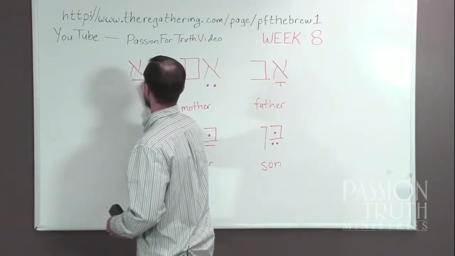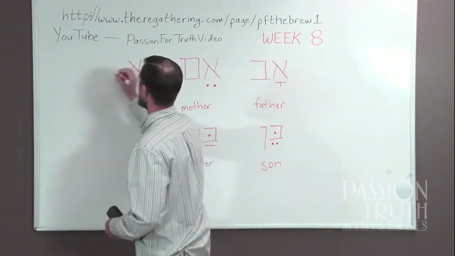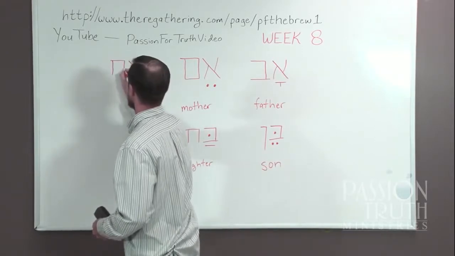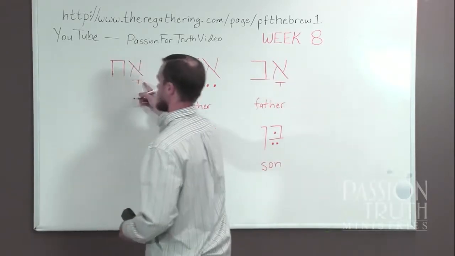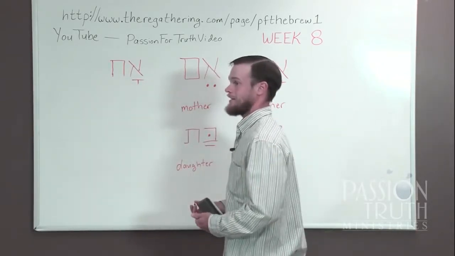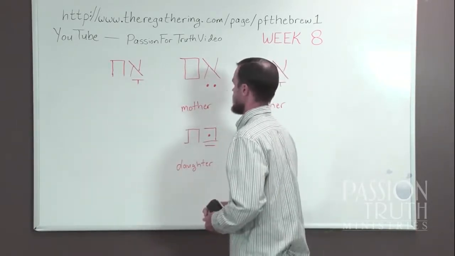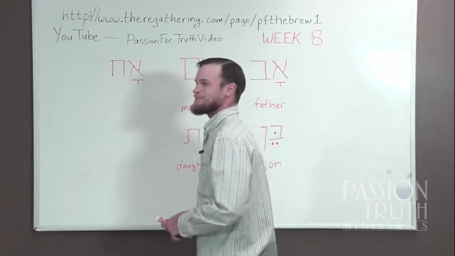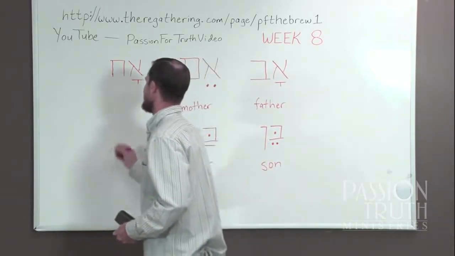Then an aleph with a comets, followed by a chet. Aleph is silent, comets makes the a, chet is ch, so ach. Right? This is not Scottish, this is Hebrew. And ach is a brother.